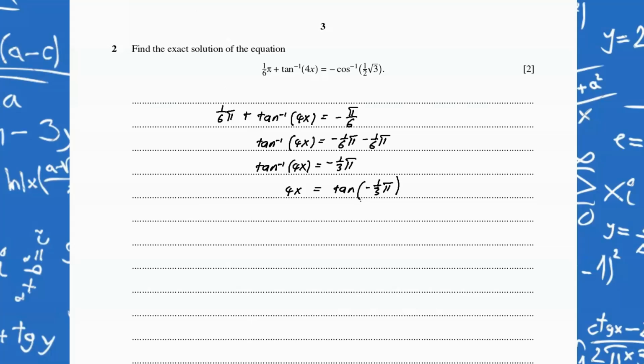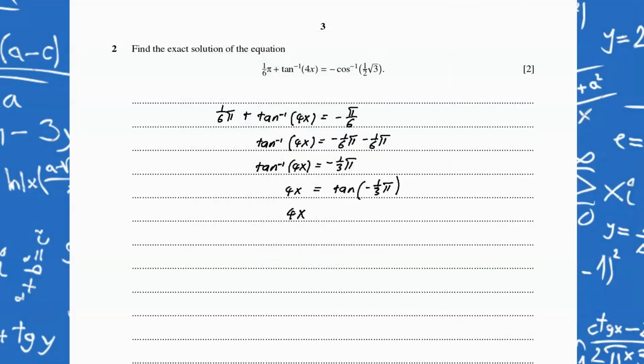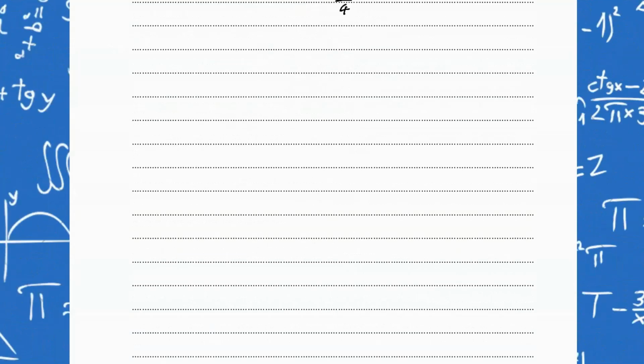For tan of negative a third pi, we can simply use our calculator. So tan of minus a third pi, which is like pi over 3, gives minus root 3. So 4x is equal to minus root 3, and dividing both sides by 4, we get x to be minus root 3 over 4. So this is the answer to question number 2, and that's how we do it. Let's go on to the next question.